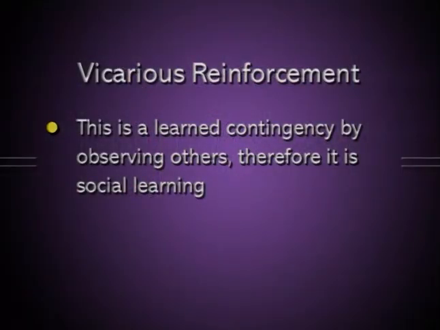So, we don't ever have to be reinforced to experience the effects of reinforcement. That's the change that he made. We might expect a contingency, but we don't have to experience it firsthand. This is a learned contingency by observing others, therefore it's social. You can see why this is social learning. It's called vicarious reinforcement because it only happens to a person vicariously, not directly. We're reinforced, if you will, vicariously, but not in real life.